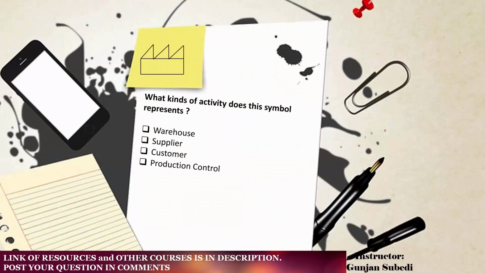First question, what kind of activity does this symbol represent? These are the four options given. Well, this is quite an easy one. This represents the suppliers and customers. So both suppliers and customers are the correct answer here.